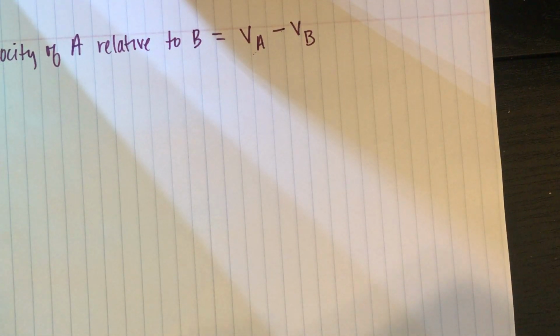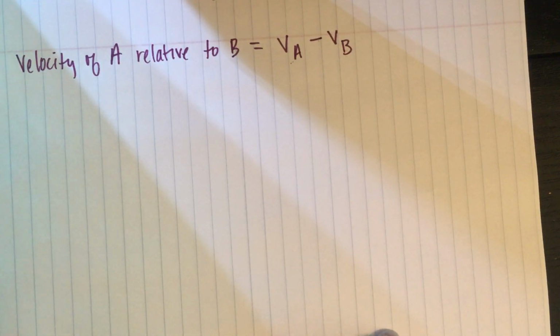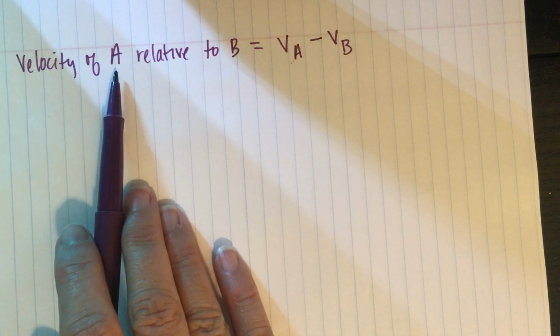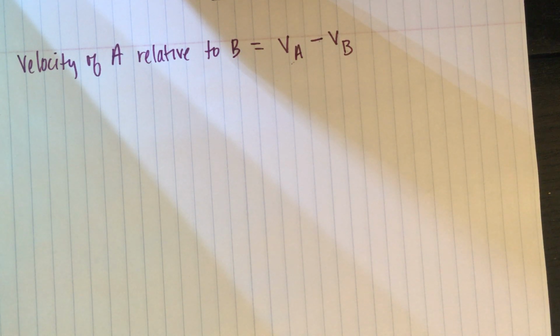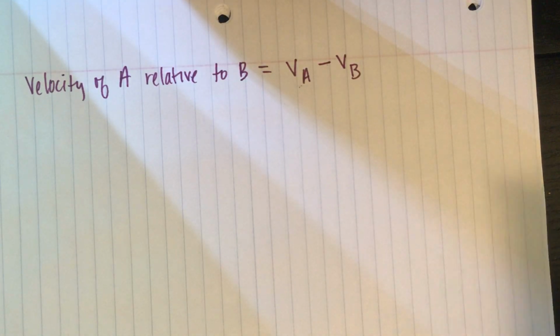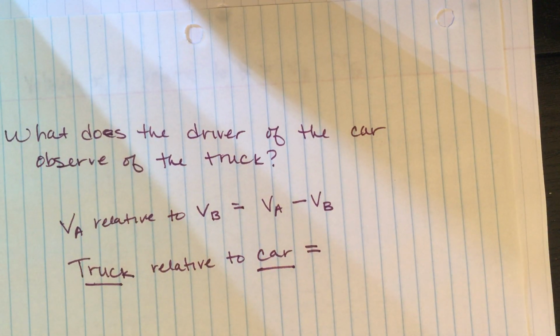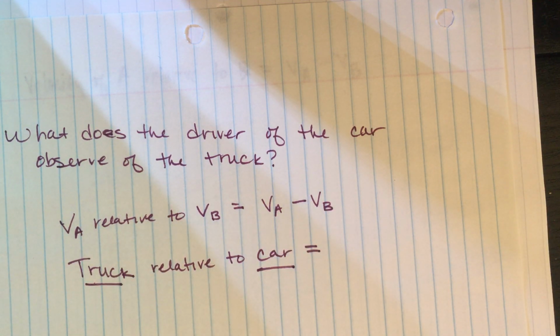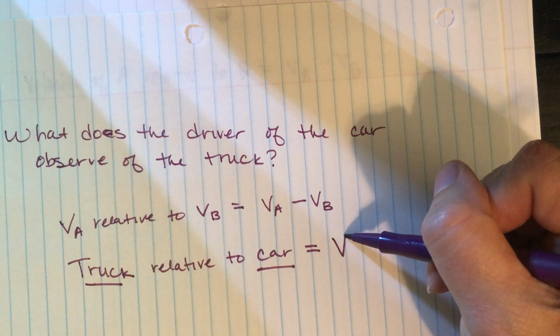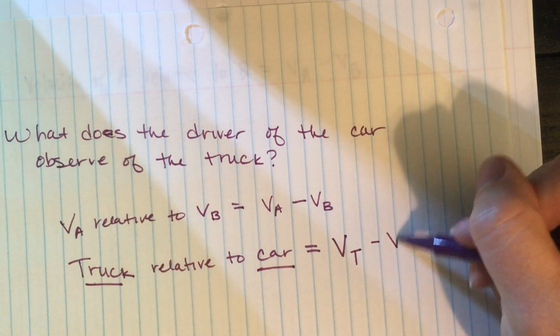Now the next part of the problem asks, what does the driver of the car observe of the truck? So again, the velocity of A relative to B equals VA minus VB. So we have to figure out which is A and which is B. So what does the driver of the car observe of the truck? VA relative to VB equals VA minus VB. So the truck relative to the car is going to be the velocity of the truck minus the velocity of the car.